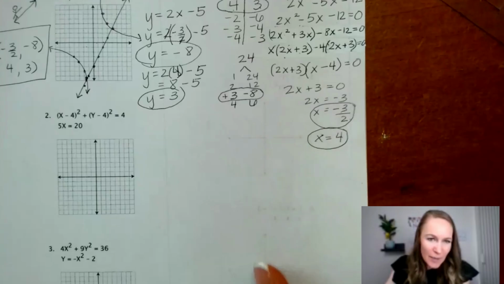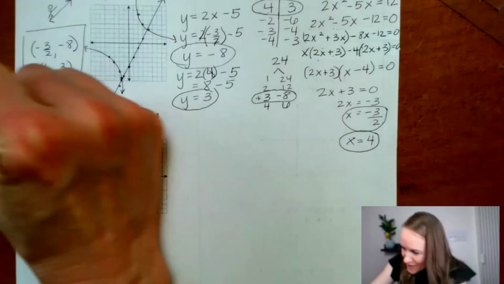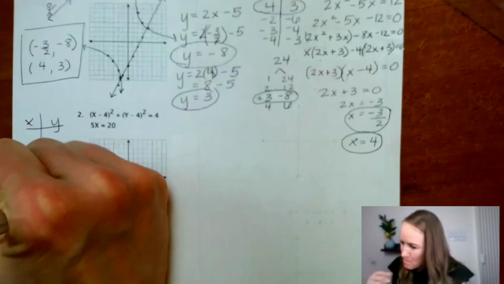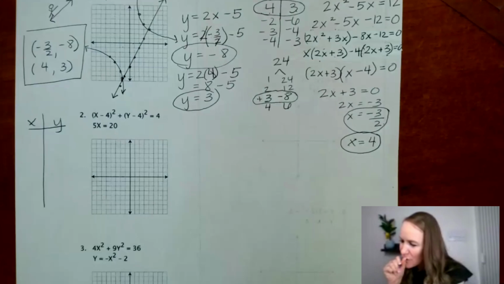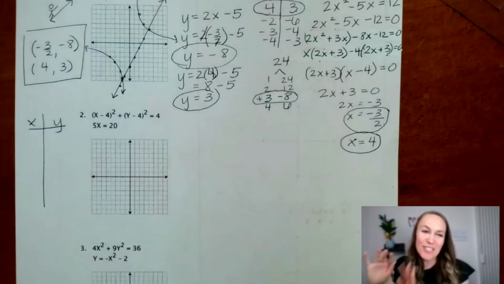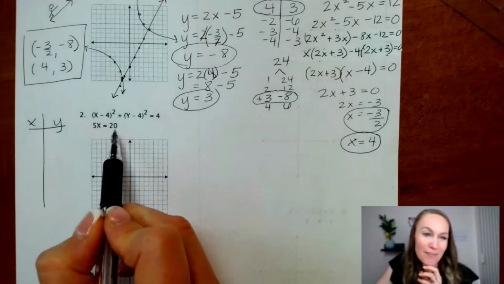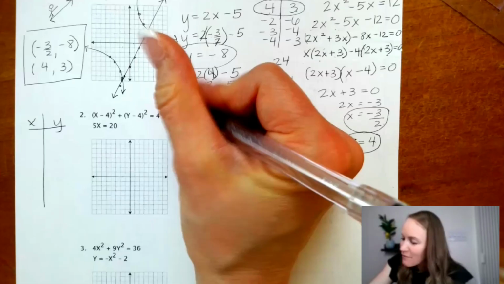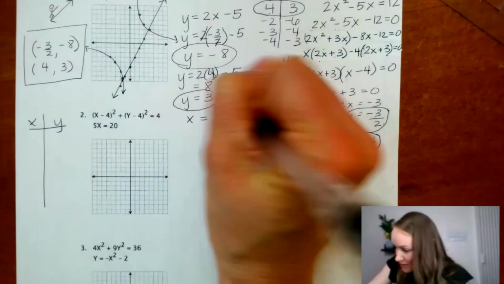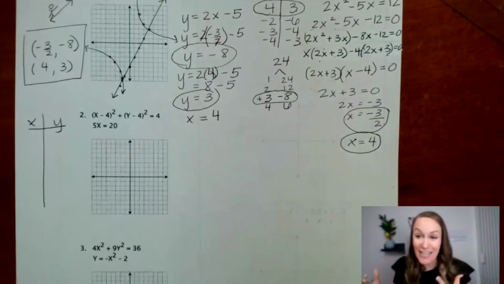Okay, I am actually going to move my XY table over here just so that I have more room over here. My second equation is going to be very easy to do, so I'm just going to do that right now. I'm going to divide by 5, divide by 5. So I have x equals 20 divided by 5 is 4. So x equals 4 is my entire equation for my line.